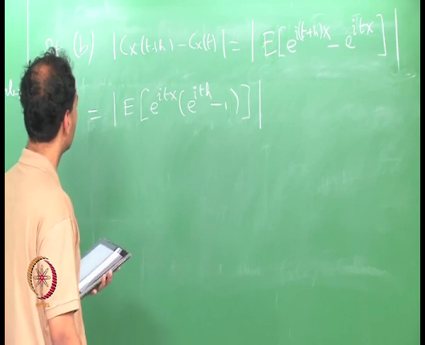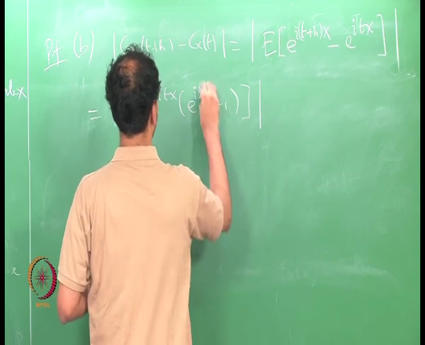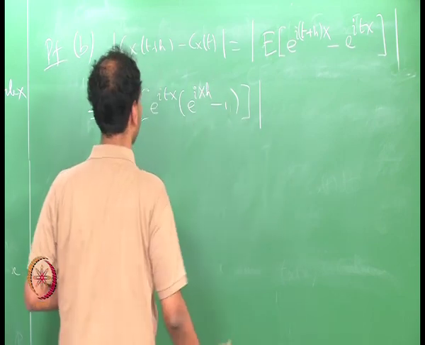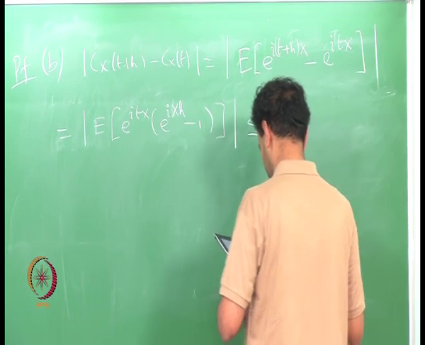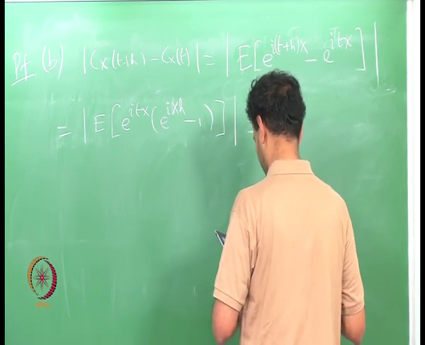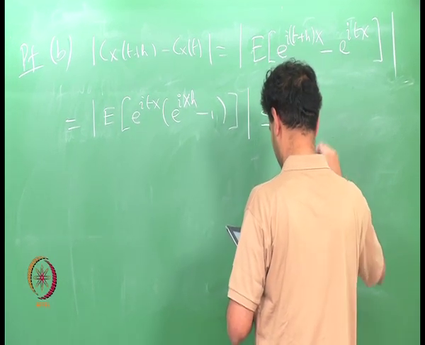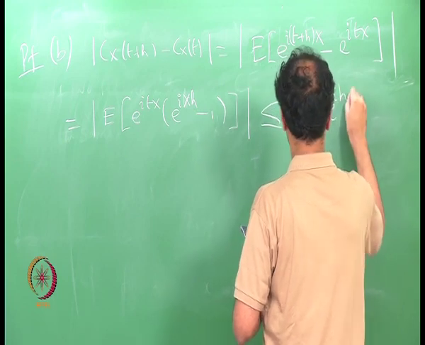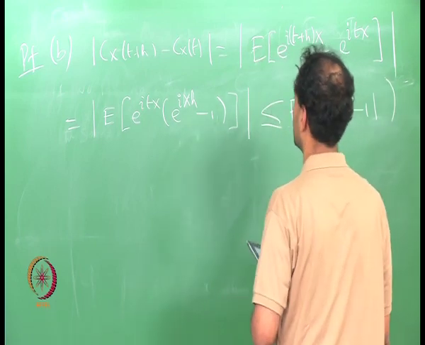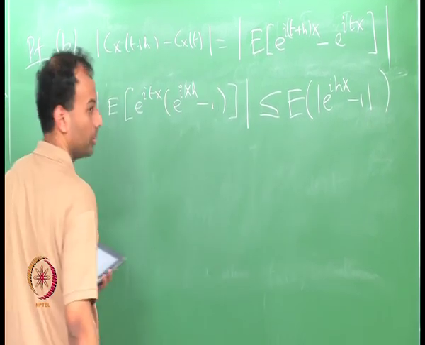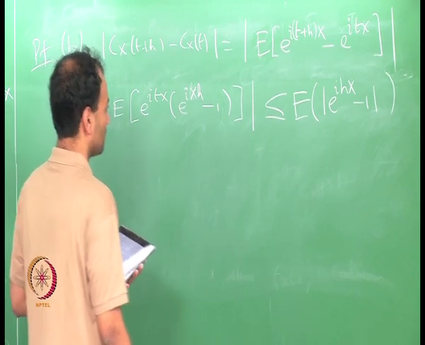Yes, sorry, it should be hx, correct. Now this you can show is less than or equal to the expectation of the absolute value of e to the power ihx minus 1, correct, because the other absolute value will be equal to 1. So, this is what you have to look at.